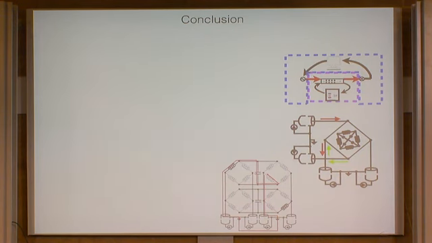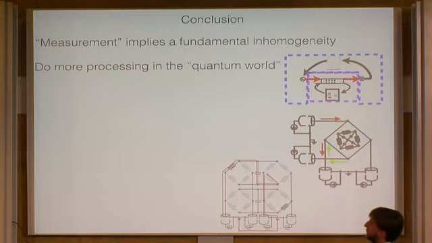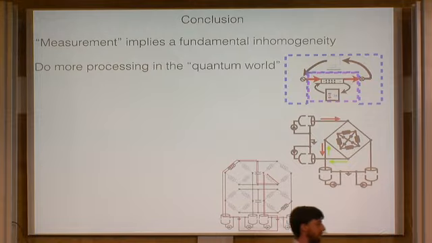So that's about the right time to conclude. The main points I want to leave you with today are that, in my opinion, measuring things implies there is a really fundamental mismatch of hardware and inhomogeneity. That makes things difficult usually. So to me, that suggests that maybe we should do more processing of our information in the quantum world. It doesn't have to be quantum information processing.